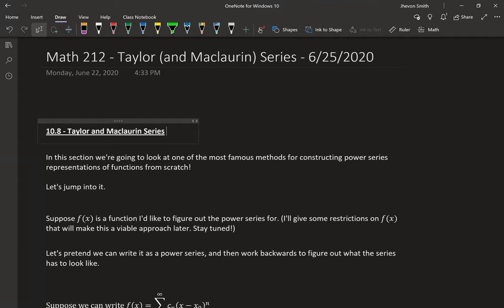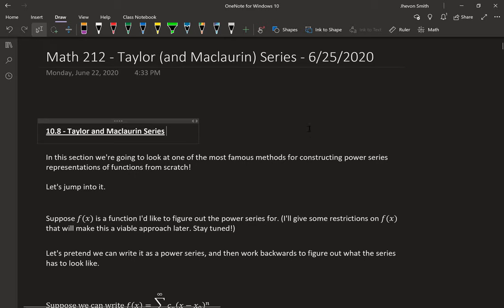That is what Taylor and Maclaurin series are. This is one of the games in town, one of the most common ways to actually do this process. How do you figure out a power series for a function that you don't know another power series that it can connect to in a straightforward manner?